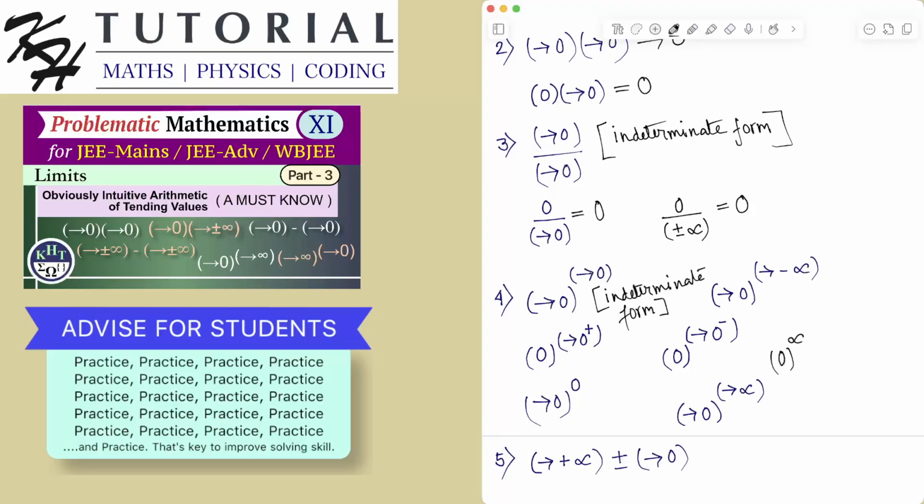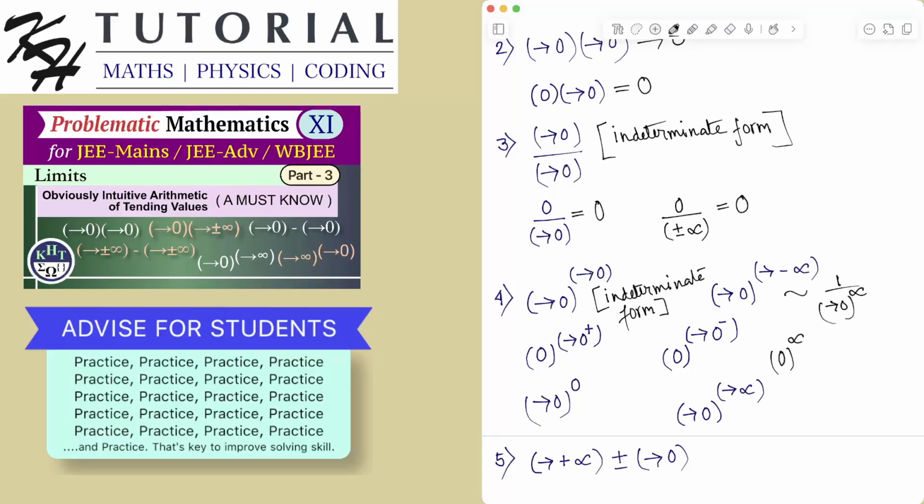Okay. So since the power is minus infinity, this is equivalent to 1 by tending to 0 whole raised to the power infinity. Now when I write infinity, it means tending to infinity. So what will be 1 by tending to 0 raised to the power infinity.